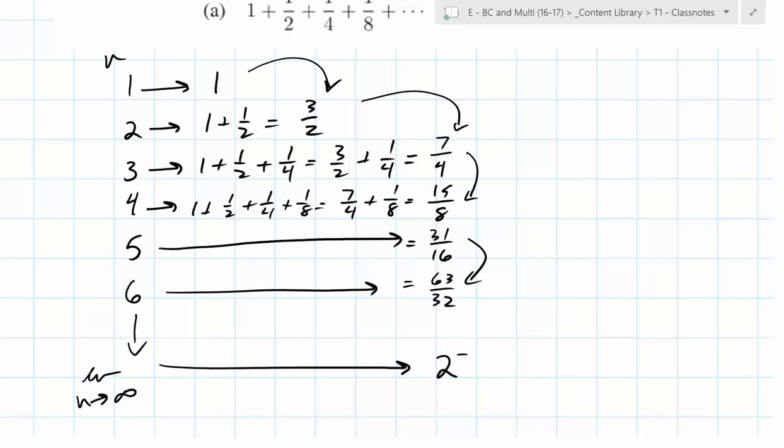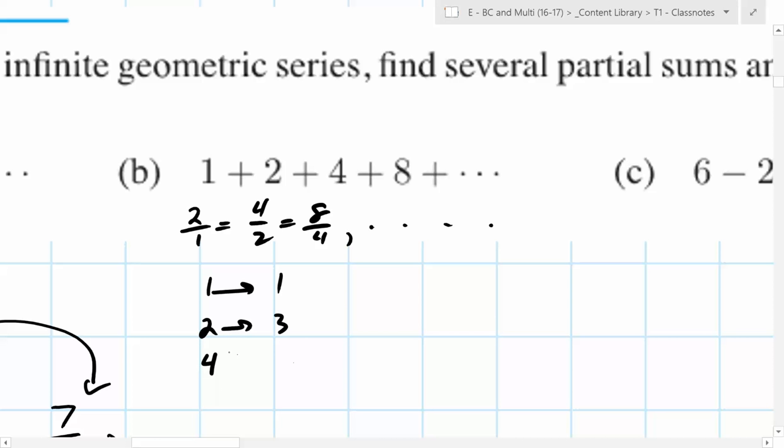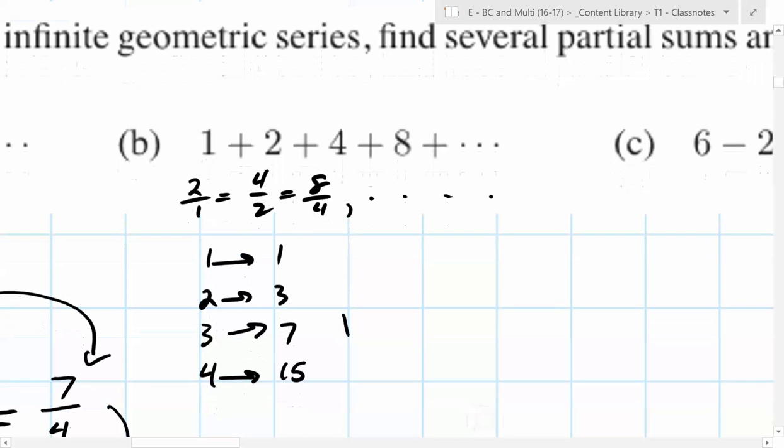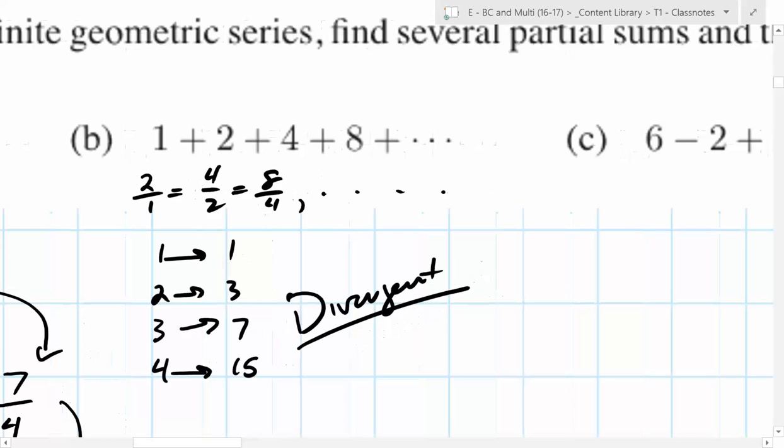Isn't this like square? Hold on, one sec. This is a geometric series because 2 over 1 is equal to 4 over 2, which is equal to 8 over 4, right? Yes. Now, what are the partial sums here? 1 is 1. What's 2? 3. Sorry, not 4. I'm going up too fast. 3 is 7, and 4 is 15. So for this one, I could ask you, what do you think this is converging to? Is it convergent? No. Based on what we see, it's divergent. Not a very good movie.